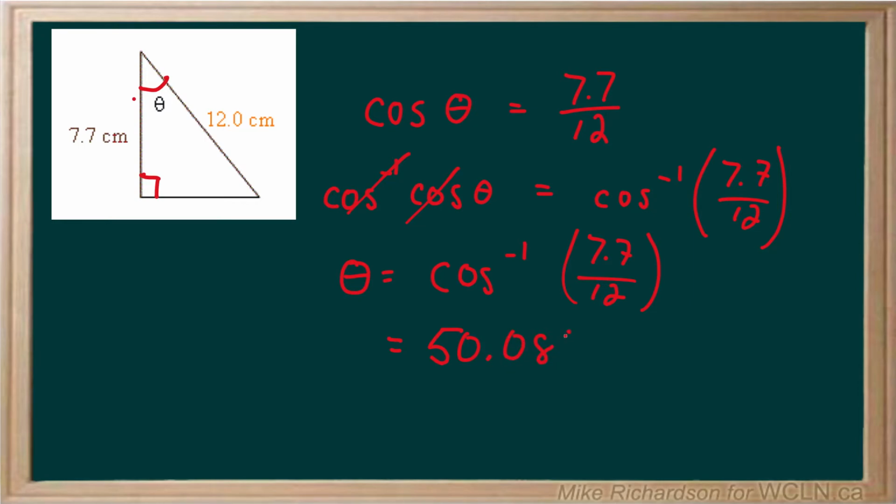50.08 degrees for theta. Now I've got 3 significant figures here in the 12 and only 2 in the 7.7. So I'm going to round my answer off to 2 sig figs. Theta is 50, and I'm going to put a decimal to represent 2 sig figs, degrees.